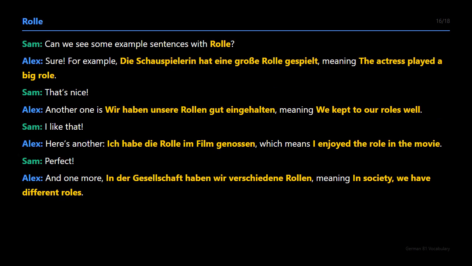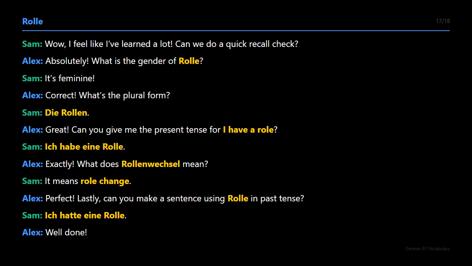I like that. Here's another, Ich habe die Rolle im Film genossen, which means, I enjoyed the role in the movie. Perfect. And one more, In der Gesellschaft haben wir verschiedene Rollen, meaning, In society, we have different roles. Wow, I feel like I've learned a lot.